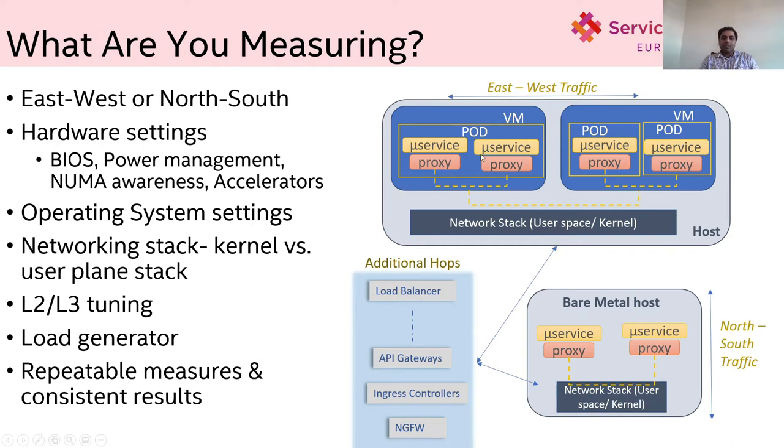For the purposes of this talk, let's assume east-west traffic is traffic between microservices, either in the same pod or across pods, either on the same virtual machine, across different virtual machines, or across different hosts. And north-south traffic is traffic coming in and out of a specific host. Depending on how you configure the number of hops between your source and destination, your mesh performance has a huge impact. For example, your load balancer, API gateways, ingress controllers, and firewall all add a good amount of latency, impacting overall performance of your mesh.